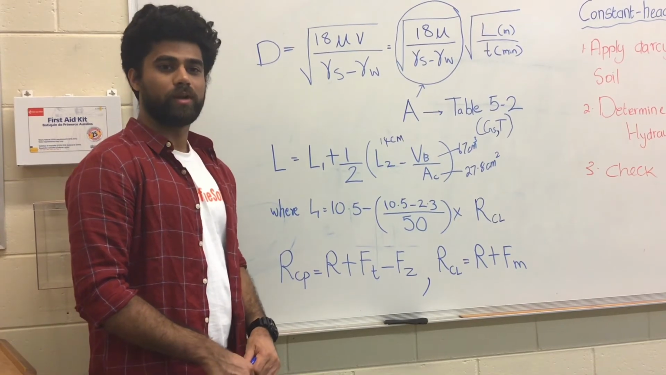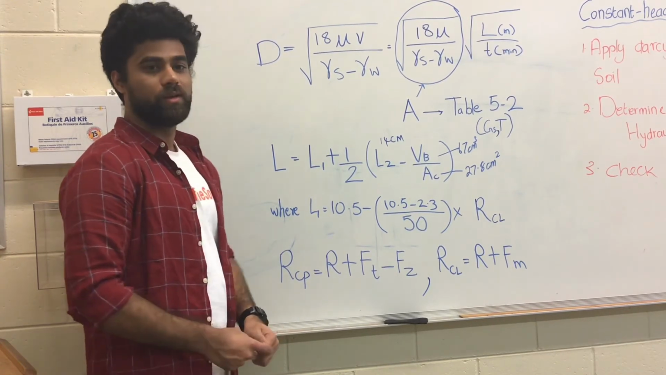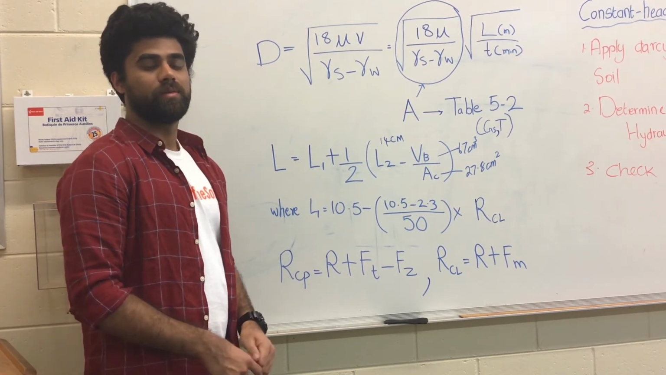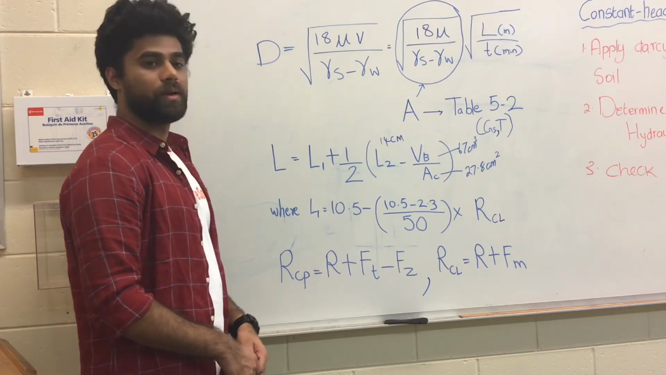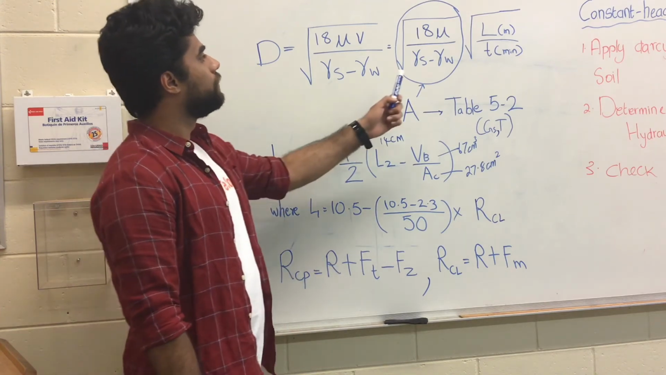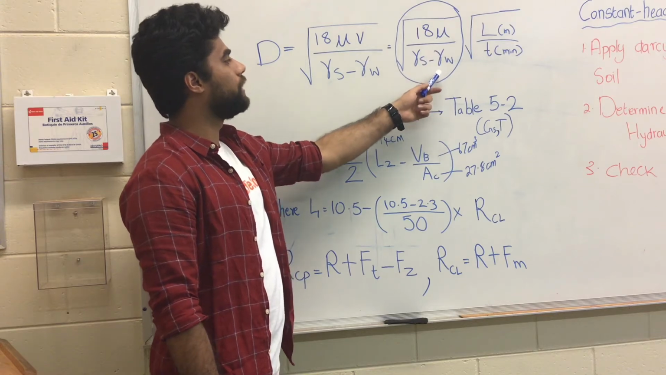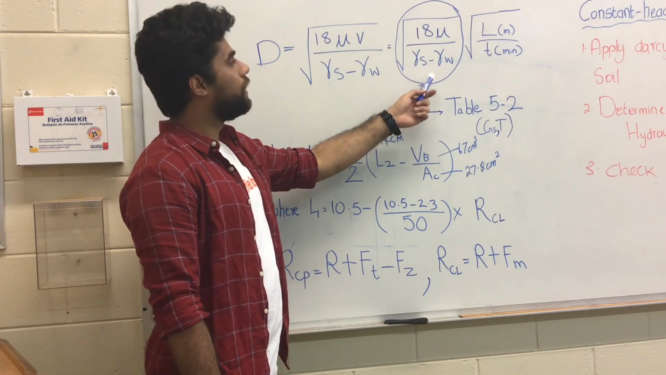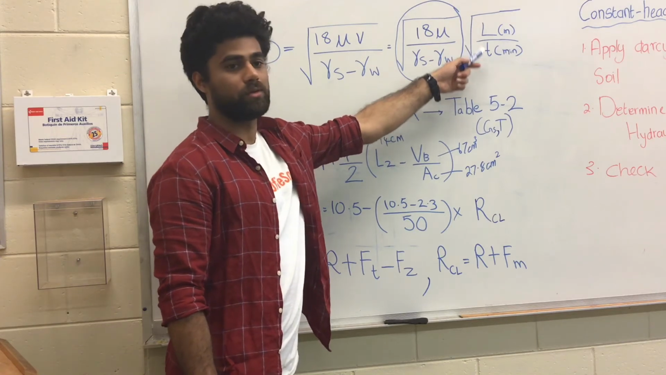So for plotting the particle size distribution curve, we need the diameter of the particle and the percentage finer. For calculating the diameter of the particle, we are going to use Stokes' law, where we know the viscosity of the water, the unit weight of water, and the unit weight of soil, and then the length of travel and the time of travel. We are going to calculate that.